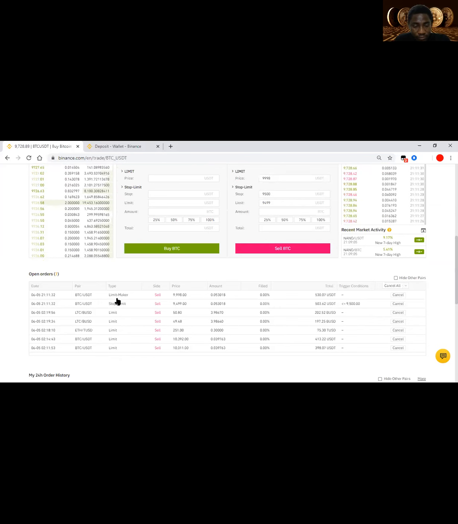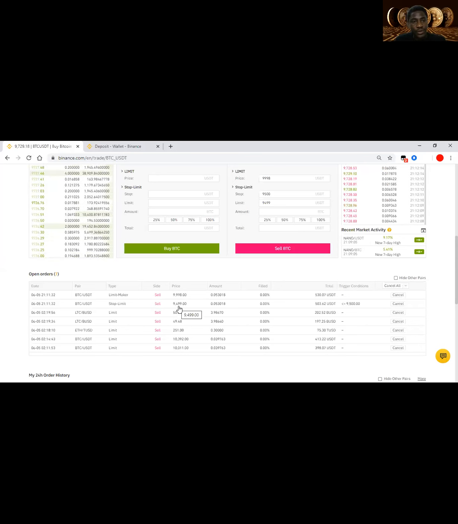Now look at this, the limit maker. Now you said sell, swap my money in Bitcoin to stable coin when the market gets to 9,998. But failing to go up, if it starts coming down, please take me out. Look at two orders at the same time. Look at the next order. Stop limit. With the market, rather than going up, if the market gets to 9,500, please take me out at 9,499.